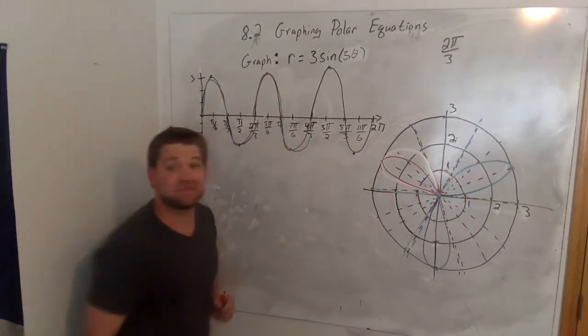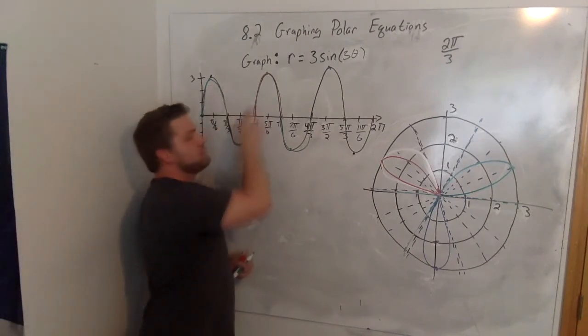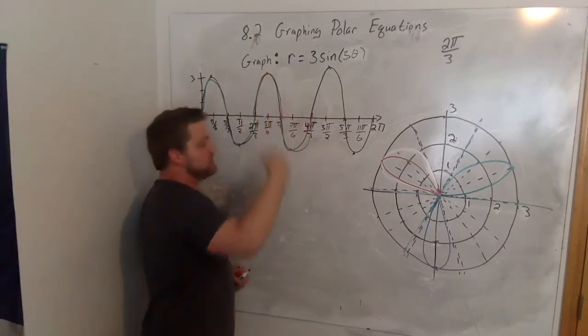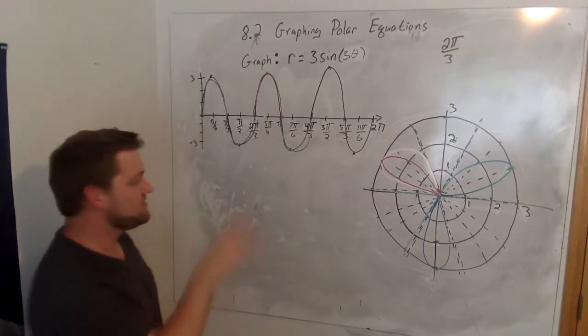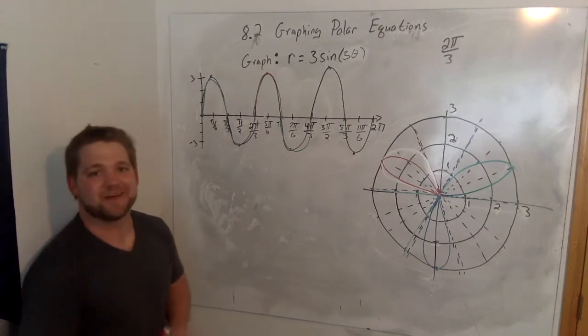And actually now the graph is going to start repeating itself. So we do have these nice 3 leaves here, but then these leaves are going to start going over one another. So this here is the graph of r equals 3 sine of 3 theta. Pretty cool.